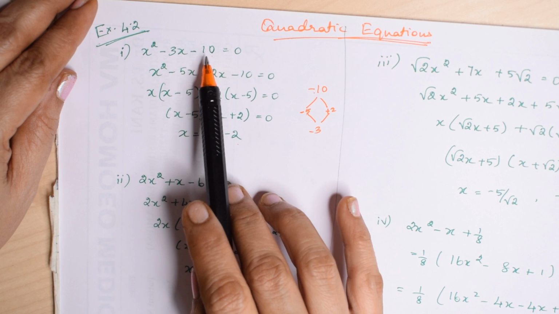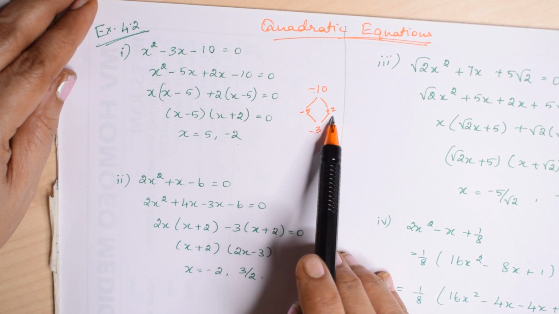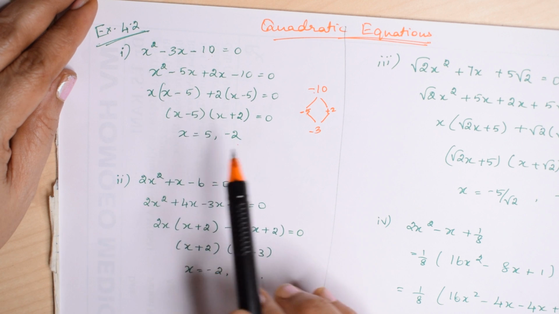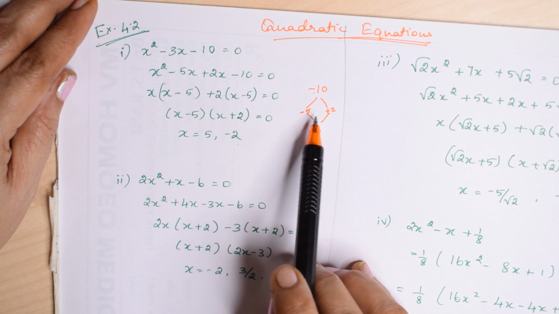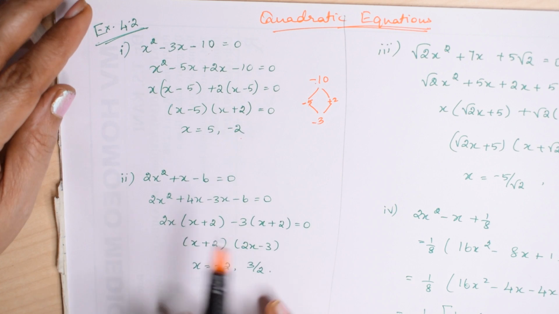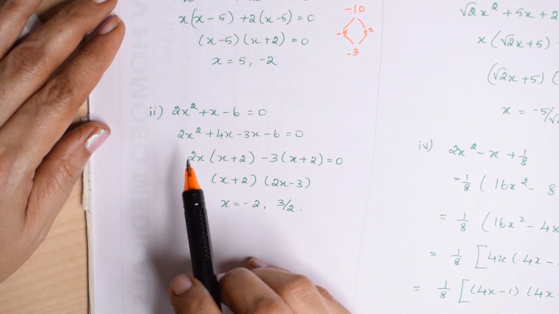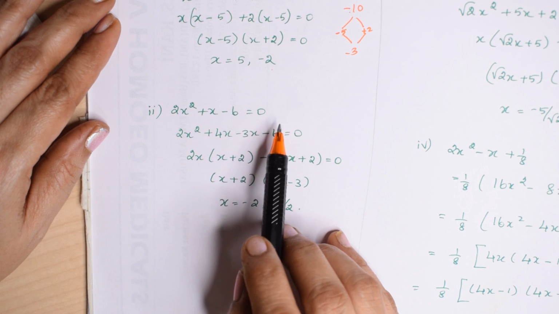Again, I will repeat: the last term will be the product of the two terms and the center term will be the sum of the two terms. We have to find such terms which satisfy the required equation. Okay. Then the second sum, 2x square plus x minus 6 is equal to 0.